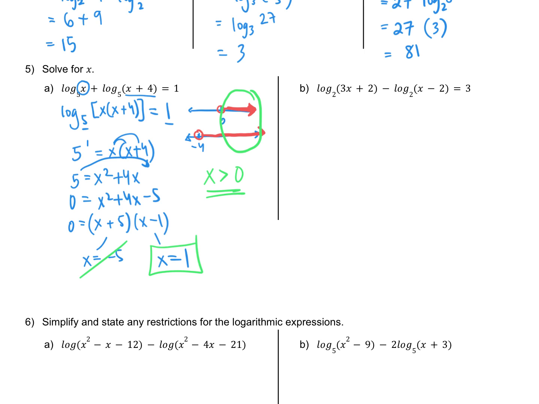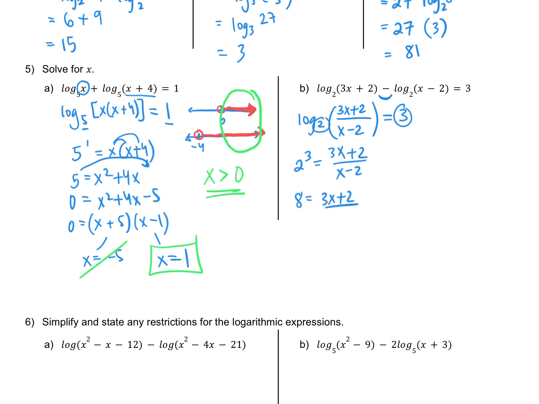Okay, let's try another one. I have log of 3x plus 2 base 2 minus log of x minus 2 base 2 equals 3. I have subtraction this time, so that's going to be division when I combine my logs. Here we are. And now we can convert to exponential form. So 2 to the power of 3 equals that fraction. And 2 to the power of 3 is 8.